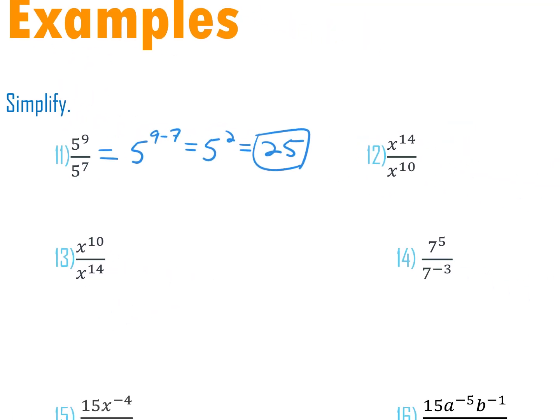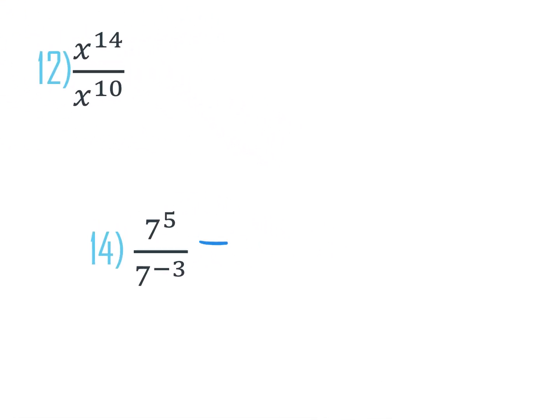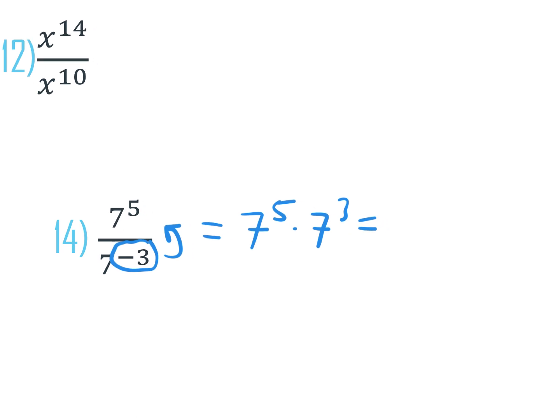Now let's try 14 now. I'm going to do 12 and 13 together. How do we do 14? Okay, yeah, there's a couple ways that you could go about it. I heard that one first, so I'm going to do that. You see the negative exponent, you might want to move it to the top first. There's nothing wrong with that. Then this becomes 7 to the power of 5 times 7 to the positive 3.